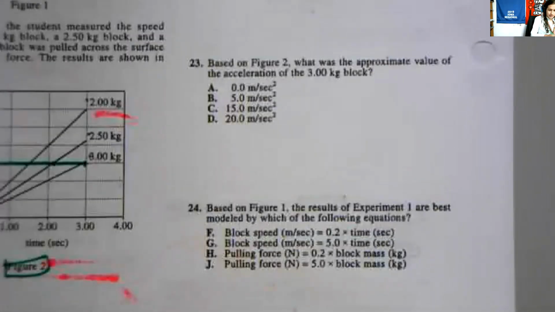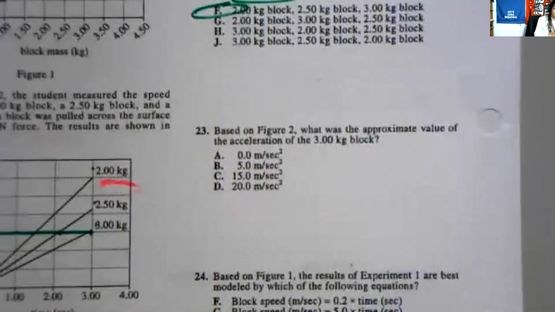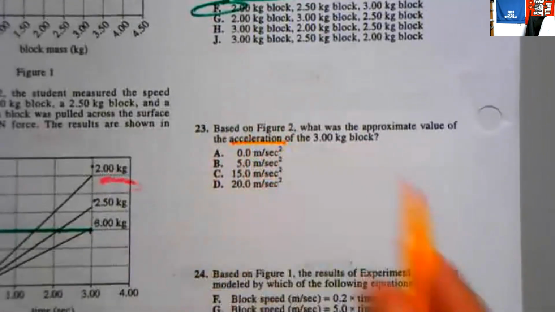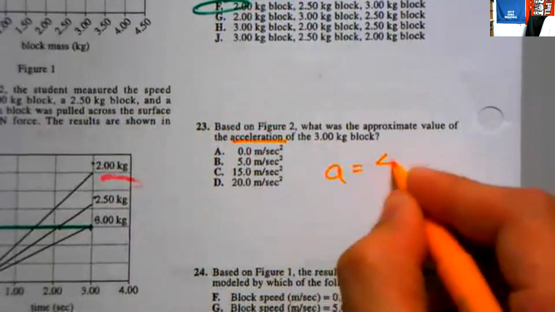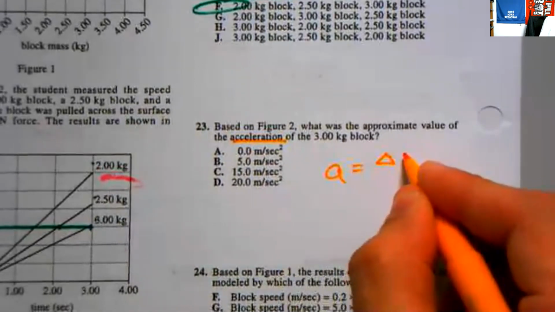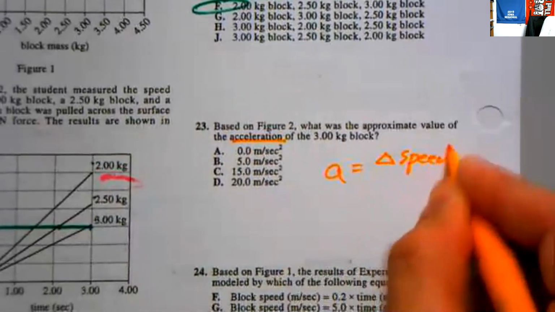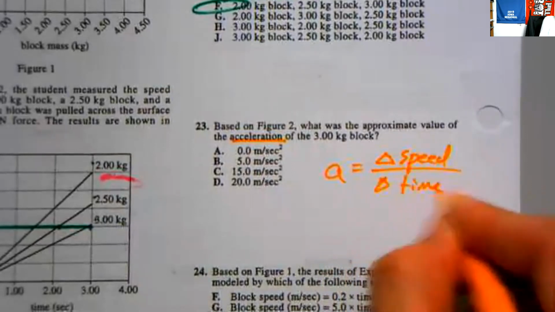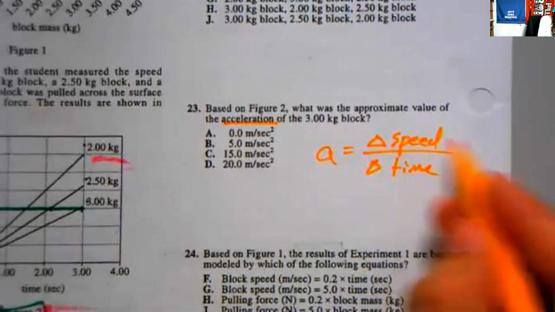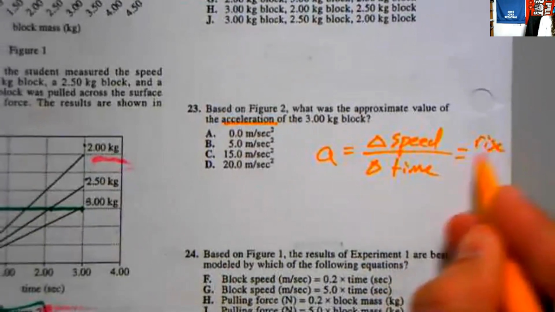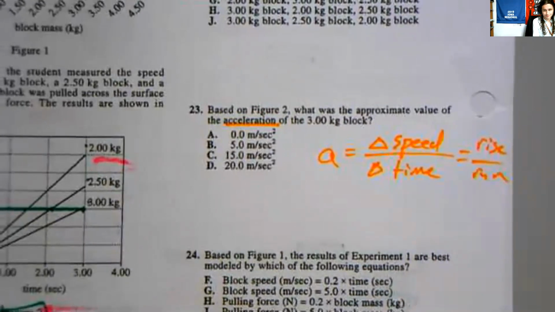Based on 23, I don't like this question too much either, so I'm not mad if you missed it. What was the approximate value of the acceleration? You might not know what acceleration is. And if you don't know, acceleration is change in, we'll say, speed over change in time. If you're in physics, you know that's kind of wrong, but for us right now, it's fine. What is acceleration? How much speed we changed, how much time we changed. That's rise over run, folks. That's the slope of the line.